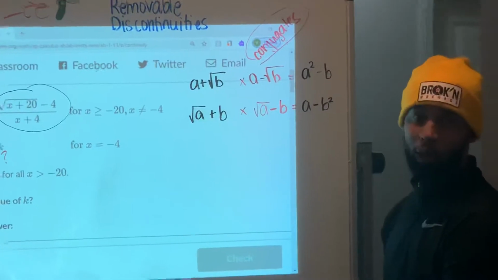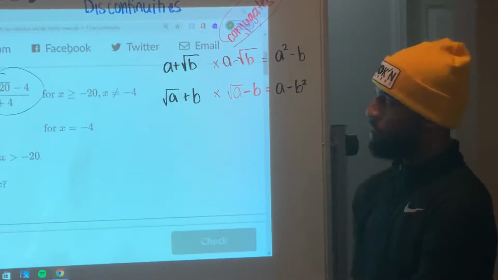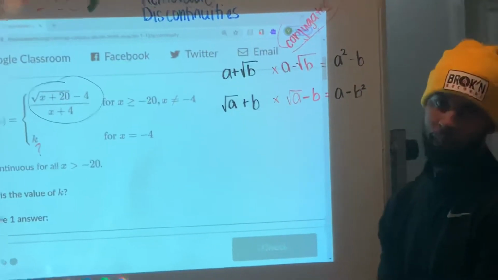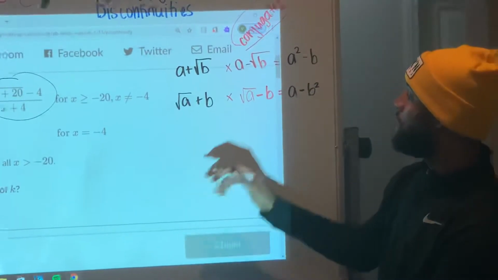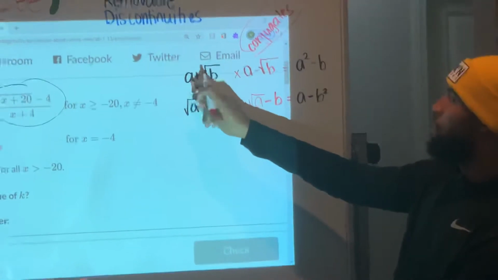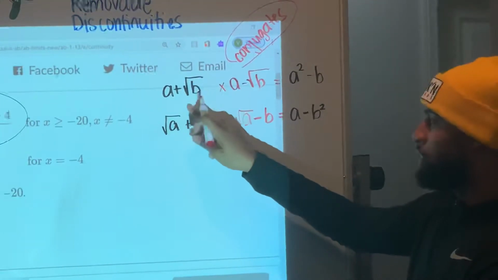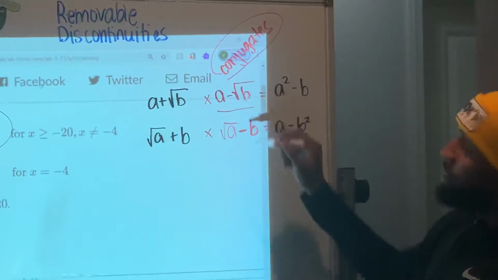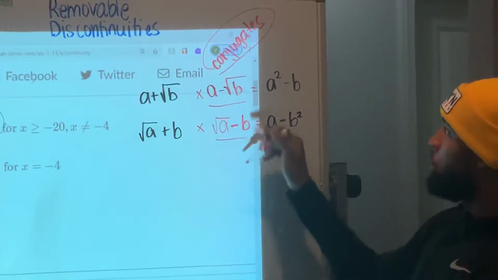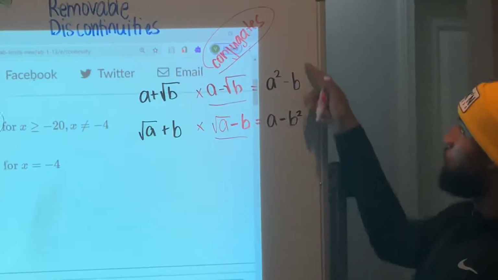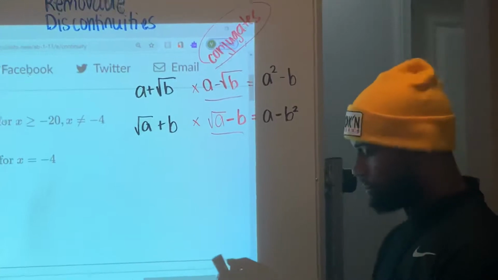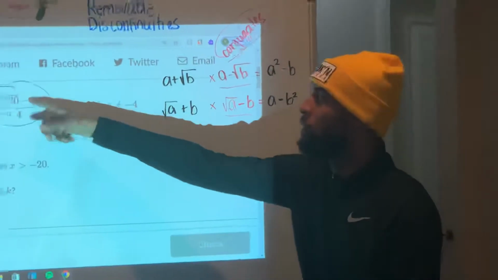This is usually my go-to move whenever I have something with a fraction in it and a radical, like the square root sign. I'm trying to get rid of that square root. It basically says if you have a number and you're adding something with the square root, if you multiply it by its opposite, which we call the conjugate, it gets rid of the square root. So that's what I'm going to do right here.